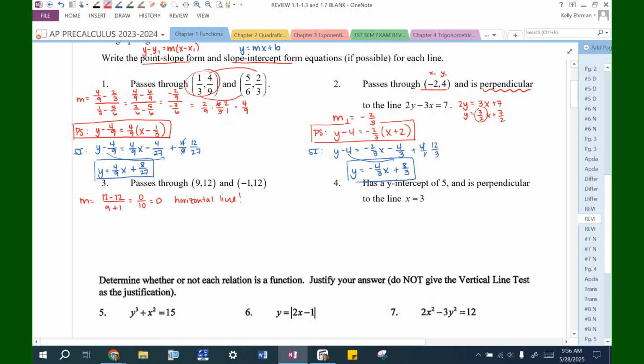We could technically write the slope-intercept form. The reason I said "if possible" is that if you have a vertical line, the slope is undefined, so you can't write a point-slope form or slope-intercept form equation. So let's still write point-slope form. It would just be y minus 12 equals 0 times x minus 9, or x plus 1. Pick any point. And then technically slope-intercept would be y equals 0, x plus 12, or you could just make it y equals 12.